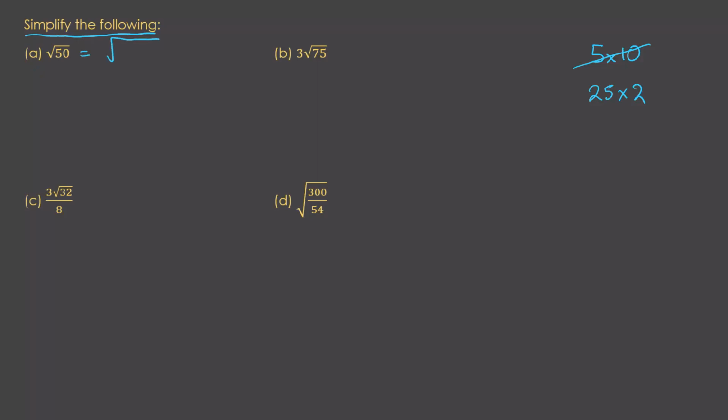So that is the square root of 25 times 2, which we can split to root 25 root 2. And then we know that the square root of 25 is 5. So we end up with 5 root 2.